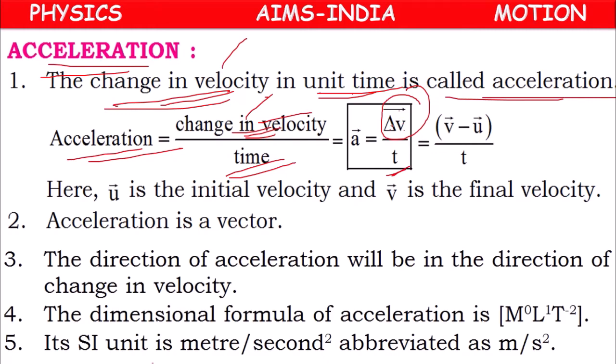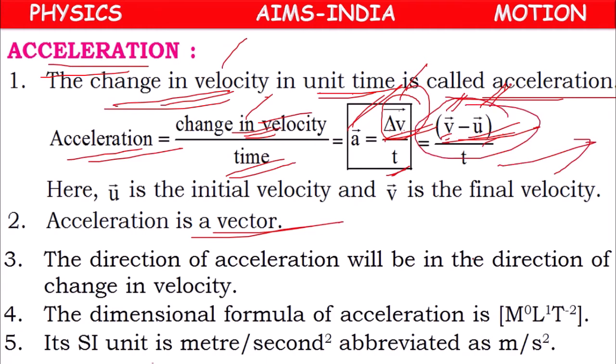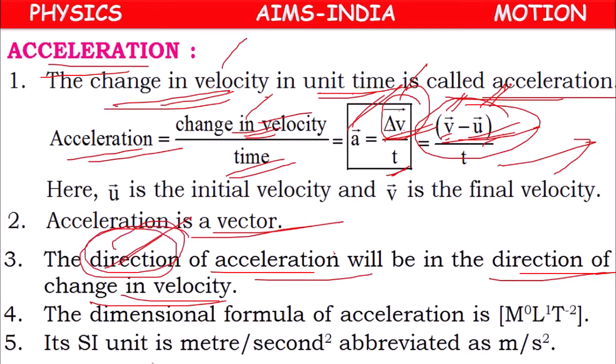Because change in velocity, again we can write it as V bar, final velocity, minus U bar, initial velocity. This difference equals delta V bar. Because velocity is a vector, change in velocity is also a vector. So acceleration is also a vector. So in what direction does the change in velocity happen? In the direction of change in velocity, acceleration also will be there. So the direction of acceleration will always be along the direction of change in velocity.